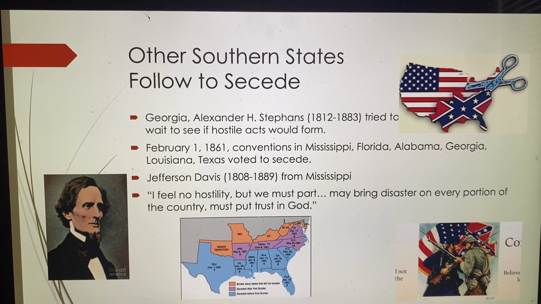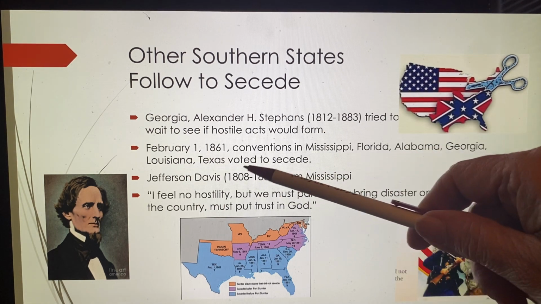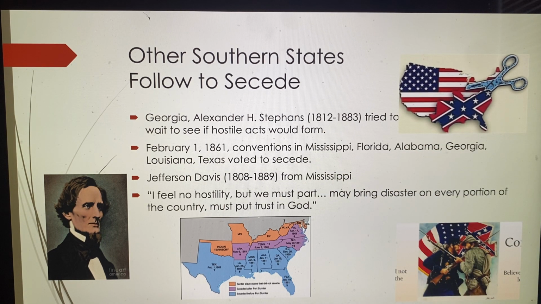But by February 1st, 1861, southern conventions in the states of Mississippi, Florida, Alabama, Georgia, Louisiana, and even Texas, those six states, 1, 2, 3, 4, 5, 6, had already voted to secede from the Union: Mississippi, Florida, Alabama, Georgia, Louisiana, and Texas. Jefferson Davis, who would later become the president of the Confederacy, lived 1808 to 1889, and he was from Mississippi.